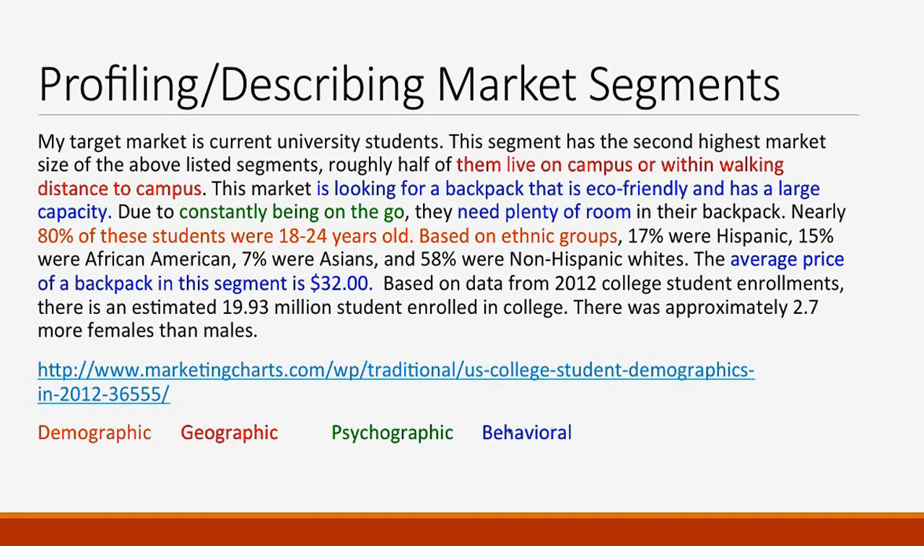Again, behaviorally, we understand how much they want to pay, an average price of $32. Psychographically, we understand that they're constantly on the go, leading very active lifestyles. So this is what we mean by describing or profiling the different market segments and your target market.